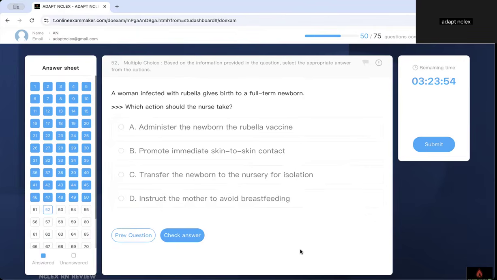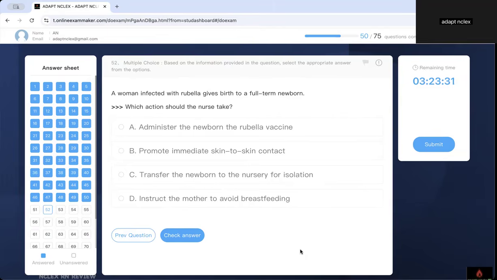A woman, watch these three questions that are coming. I want to prepare you. They're very tricky, but you shouldn't be likely to make a mistake about it. Know this: a woman infected with rubella gives birth to a full-term newborn. She already had rubella. The baby is born. Which action should the nurse take?